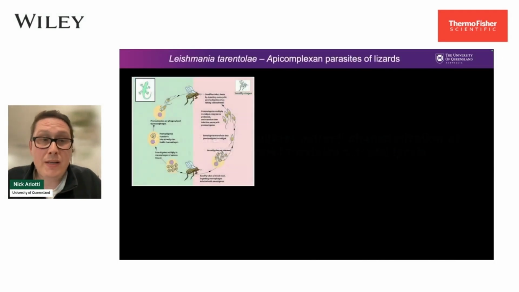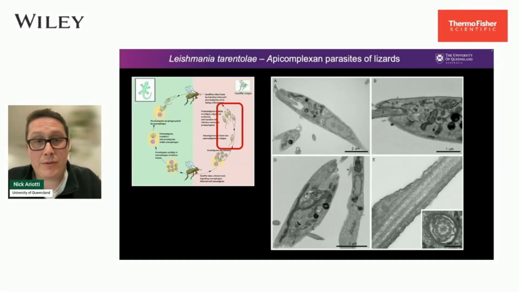Now, Leishmania tarentulae are apicomplexan parasites of lizards. They have quite a complex life cycle. They are transmitted from geckos and other lizards to sandflies through a blood meal, where they transition from an amastigote aflagellated form to a promastigote flagellated form, and this is the form that we culture. You can see here in this red box.